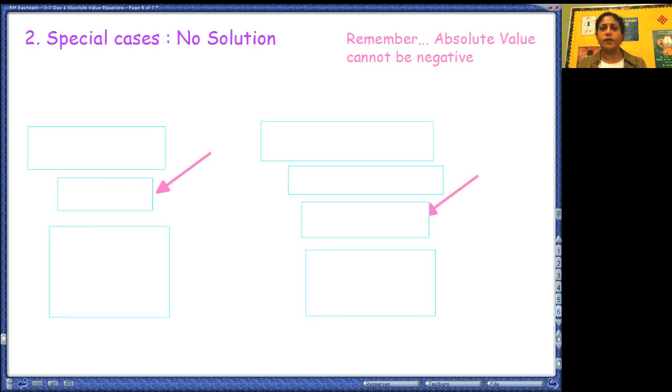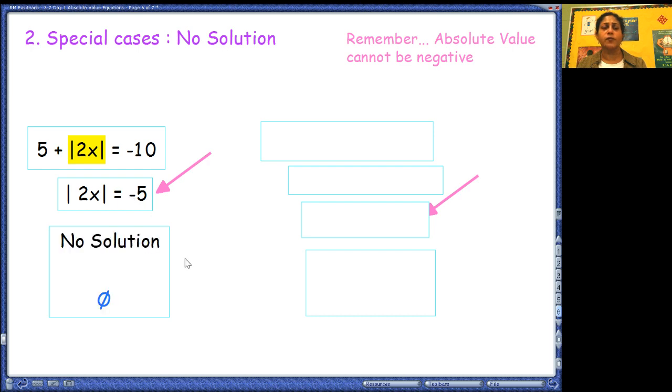Now sometimes there is no answer because absolute value cannot be negative. Absolute value has to be positive. So here are some examples. Let's say that's my equation and I highlight the absolute value. Divide both sides, subtract 5, and then because absolute value of something cannot be a negative number, you can simply say that there is no solution, and you put the no solution symbol.